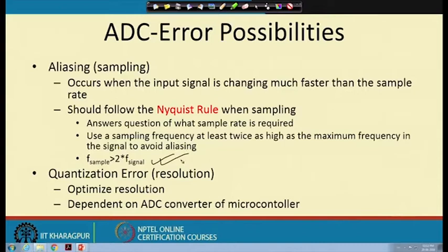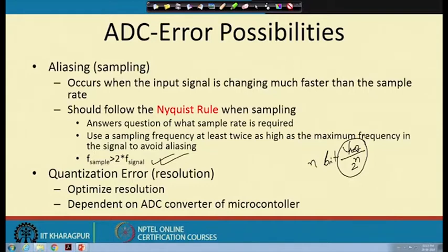Another type of error that can come, as we have seen in the quantization process, is quantization error, as we discussed in the last class. While converting from an analog to a digital signal, we do not have all the levels of analog signals available to be converted into digital form. If I have an n bit ADC, then the number of different digital patterns is 2 to the power n. If the total voltage is V reference, then V ref divided by 2 to the power n gives the voltage levels that can be recognized by the analog to digital converter.